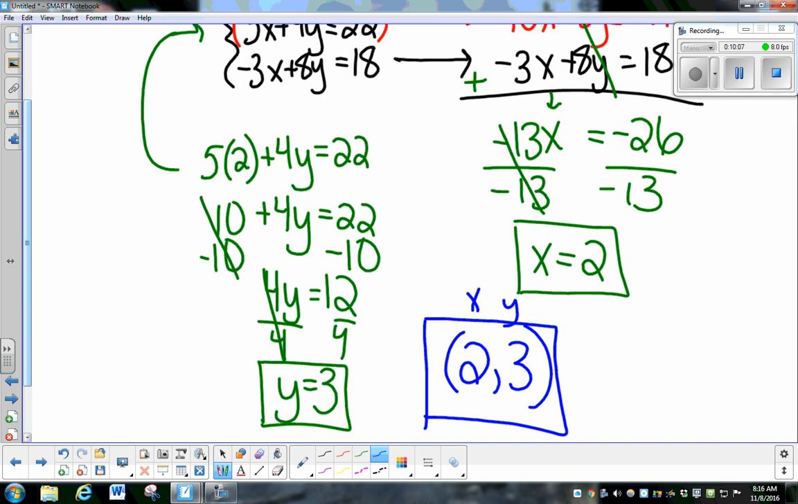So I'm going to give you guys one where you're going to have to do something similar. You're going to have to change one of these equations to make something eliminate.